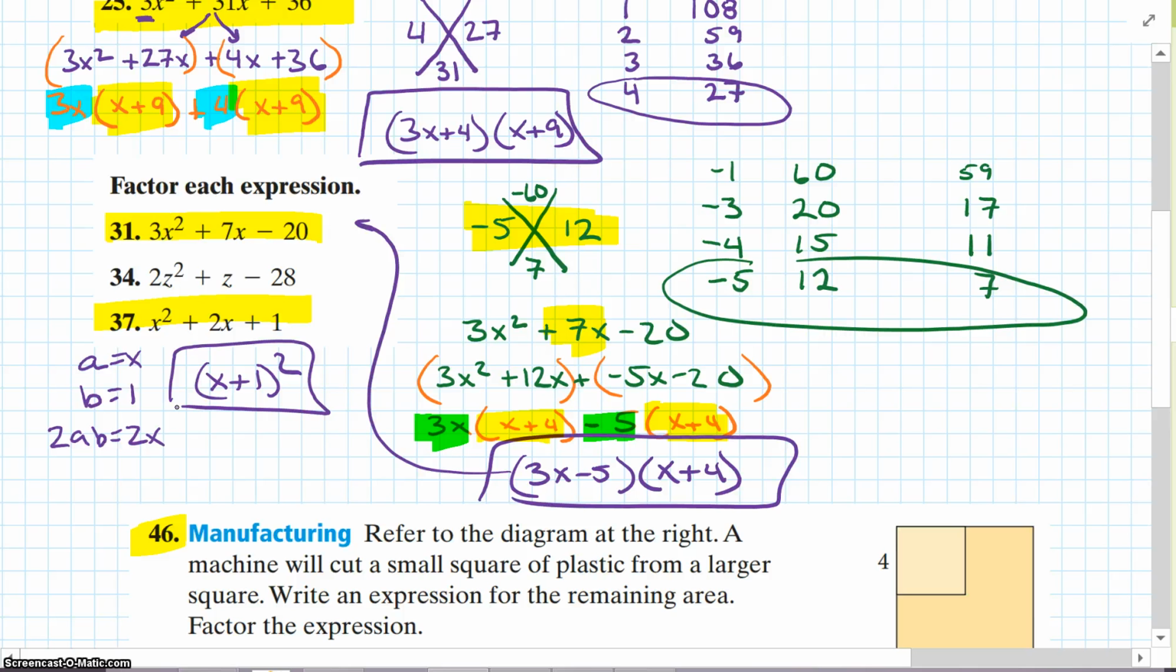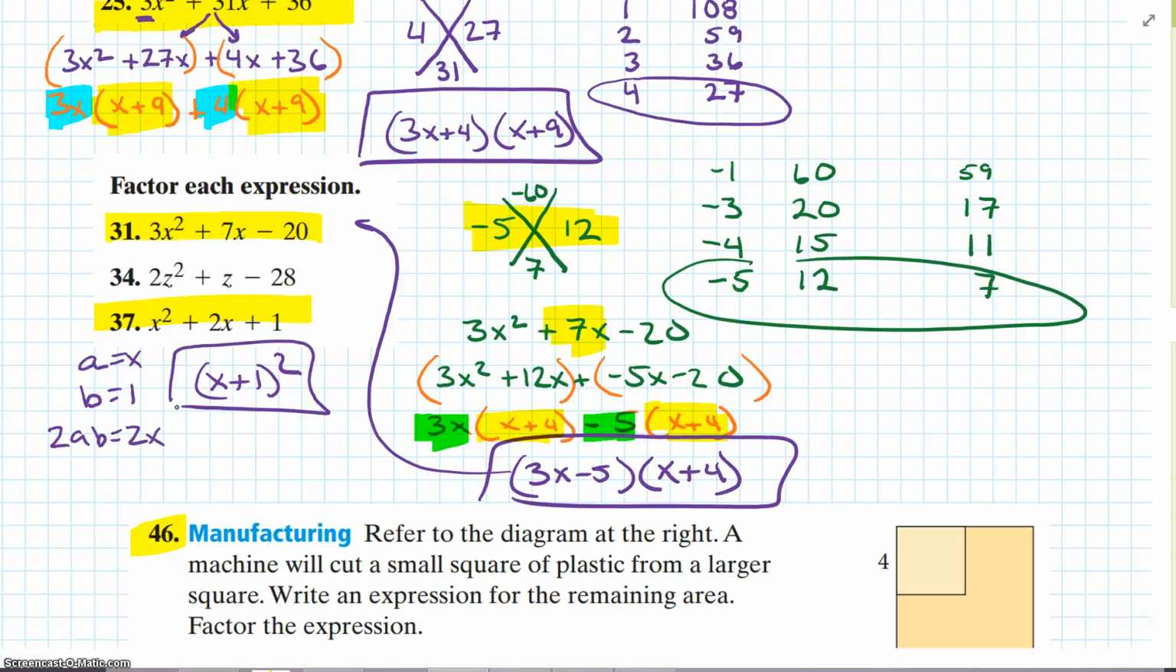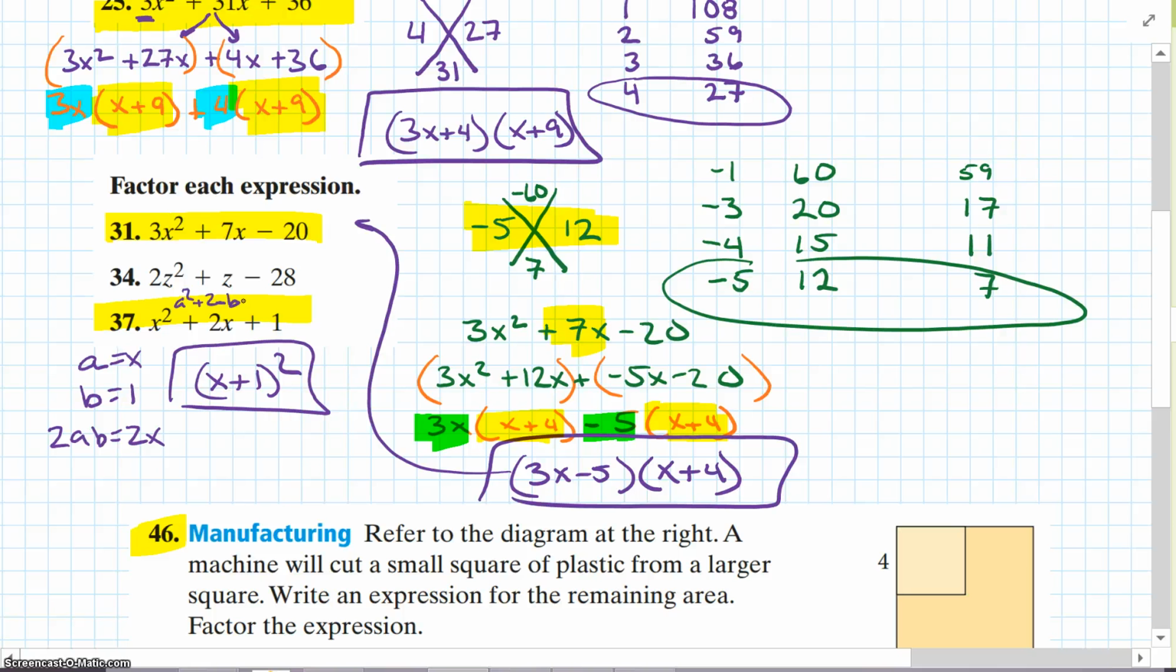Okay, remember, the rule on perfect squares is the first term and the last term have to be a perfect square. Well, the square root of x squared is x, and the square root of 1 is 1. So that's how I got my a value and my b value. Because remember, it's going to be a squared plus 2ab plus b squared. You got to remember that.